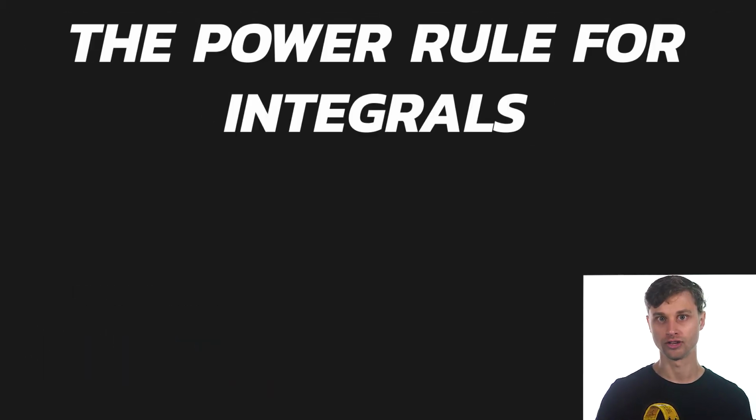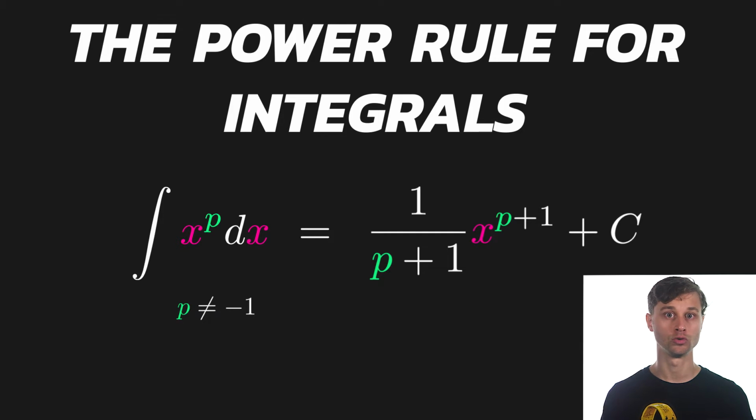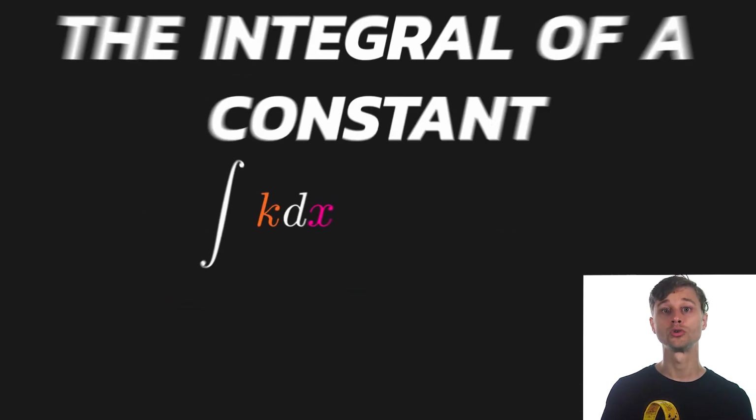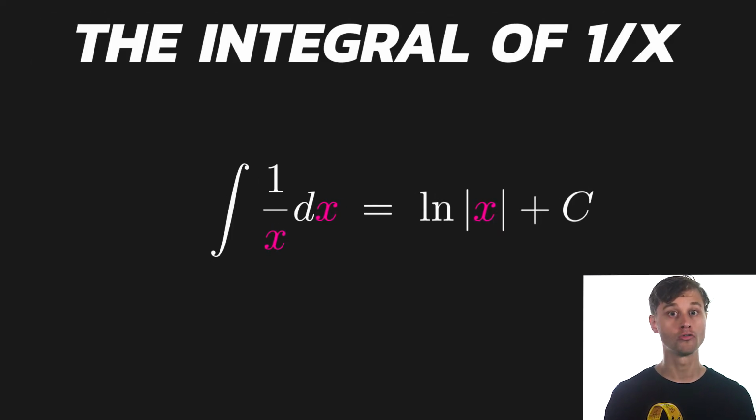Now for some useful function-specific rules. First, the power rule of integration works similarly to the power rule of differentiation. The integral of a power function is equal to 1 over the power plus 1 times x to the power plus 1. I'm going to add 1 to the power and then divide the whole function by that power plus 1. Second, the integral of a constant function is a linear function. Third, the integral of 1 over x dx is equal to the natural logarithm of the absolute value of x.